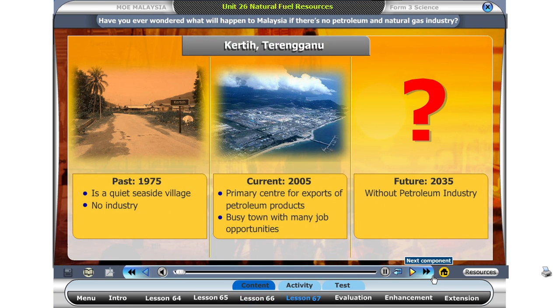Look at these photos. What has changed? Will this continue?